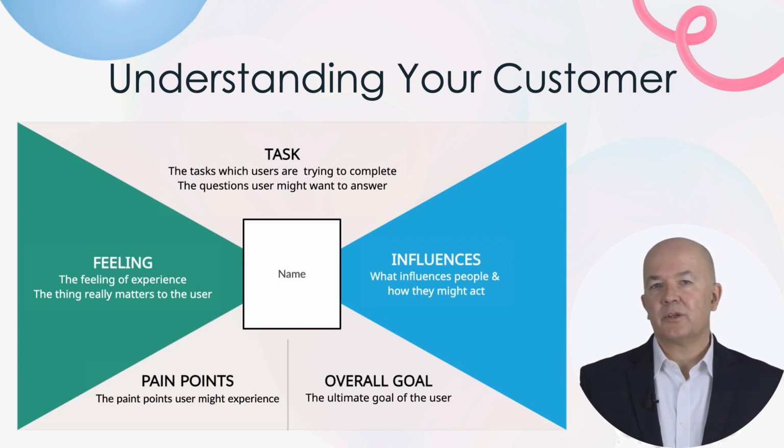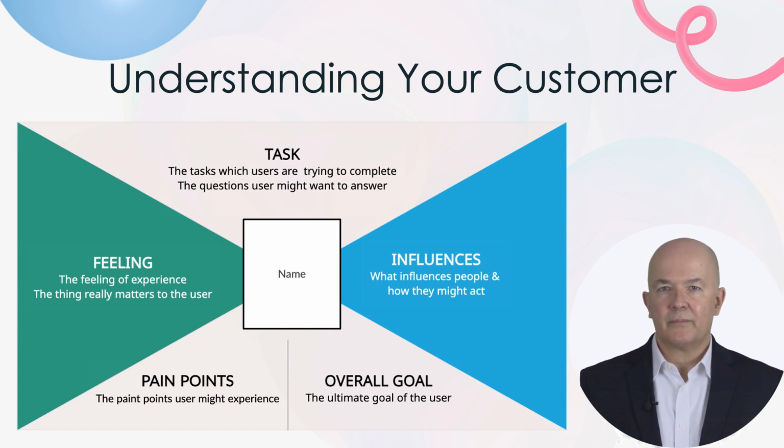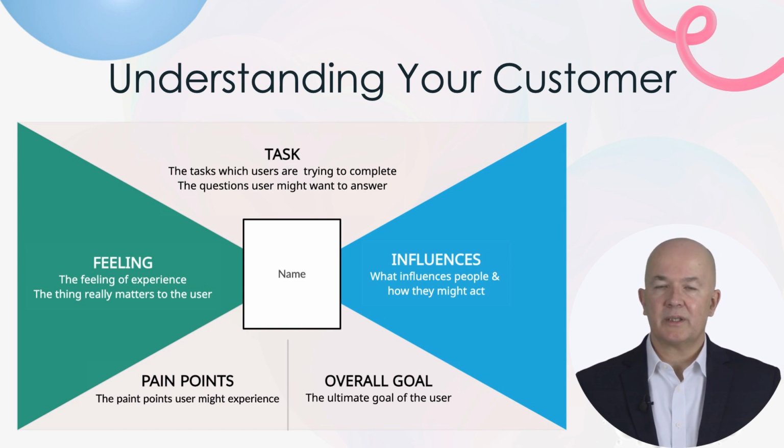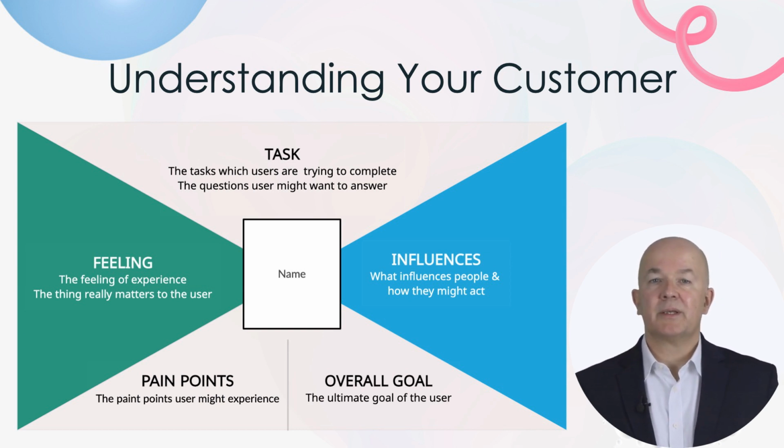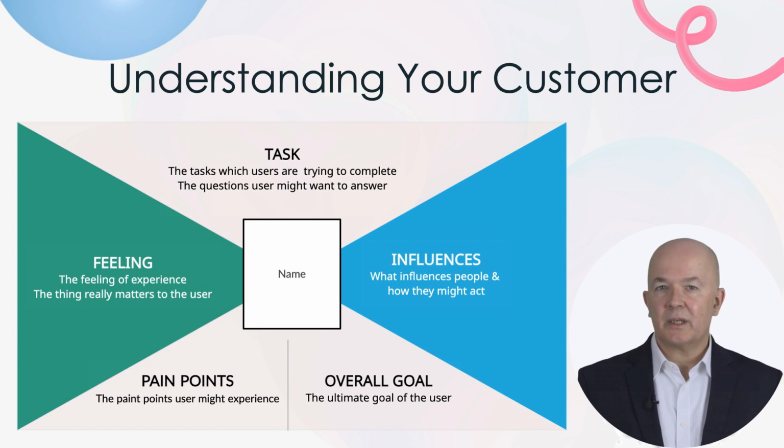What was a revelation to me when I first saw the diagram was the feeling and influences sections. Later on in the course, we will learn that emotion sells, and so here we need to determine what they are feeling. We live in a highly competitive world, and so we need to research what noise we need to cut through in order to get our message across, and so we capture what influences them.